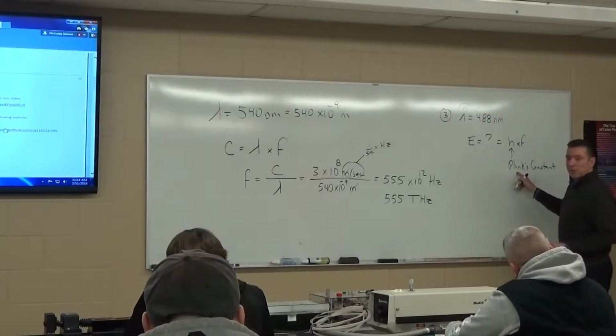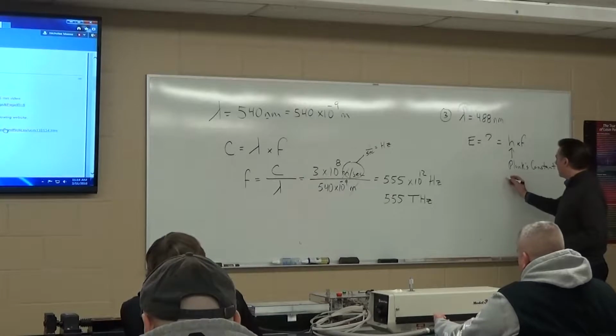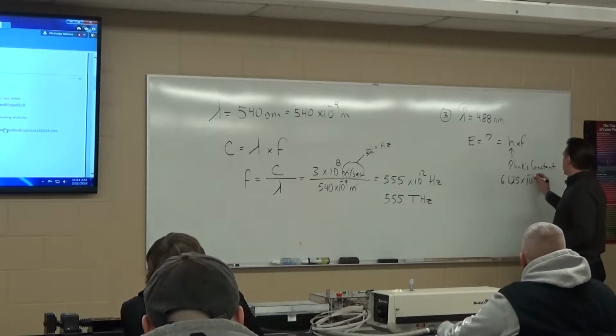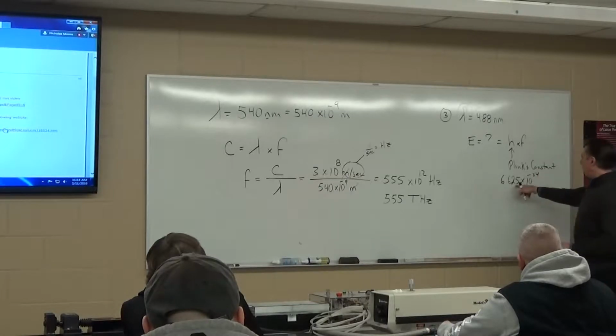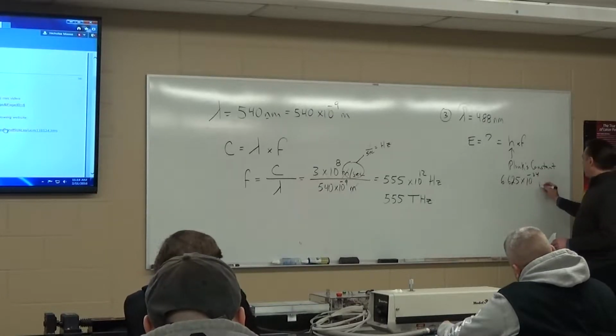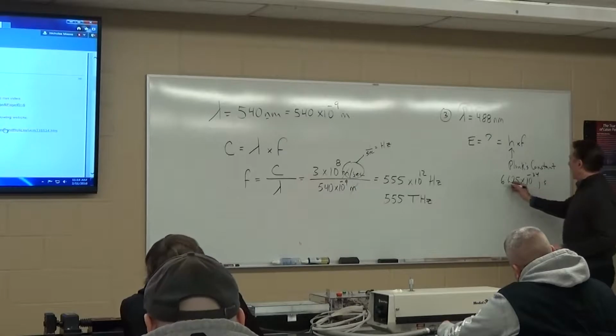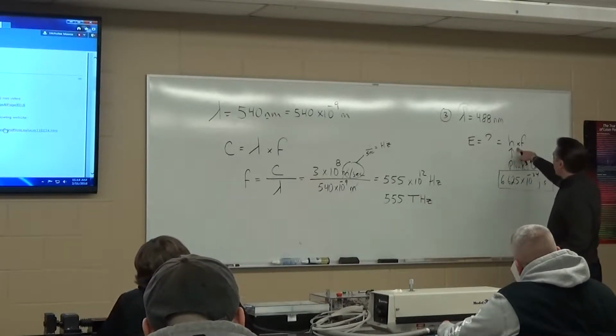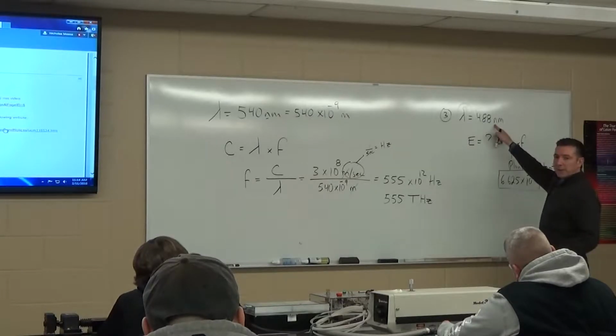But you guys know what this number is? It's 6.625 times 10 to the minus 34 joule seconds, okay? So that's a given, so we know that, all right? But is this the right equation, given that we have wavelength? We have to find the f. Okay, we need to find out.